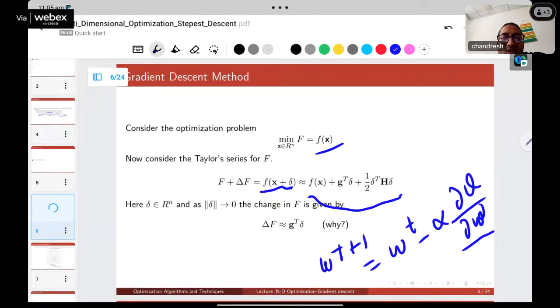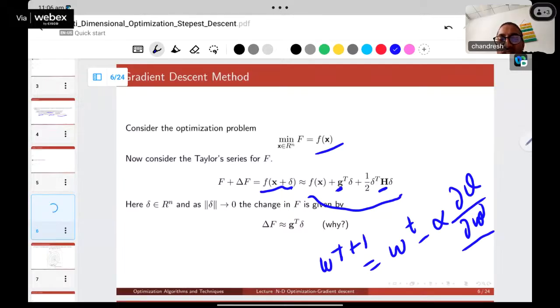I hope people know what a Taylor series is. Those from an engineering background might know the Taylor series. So this is nothing but the Taylor series approximation up to the second term. In this, G is the gradient and H is the Hessian. Hessian contains second derivatives. Gradient contains first order derivatives.